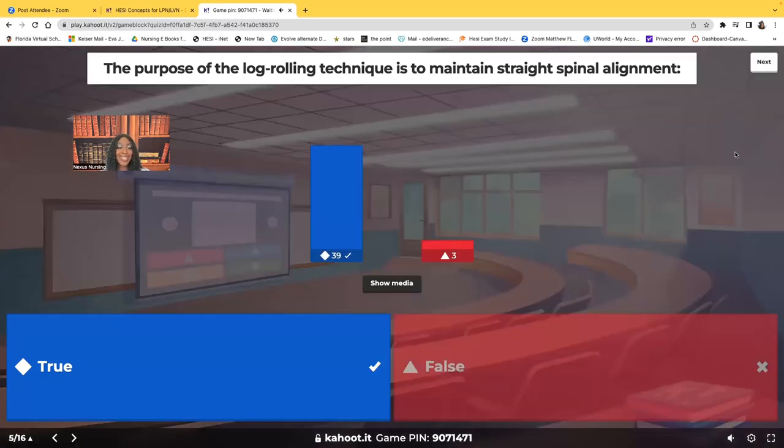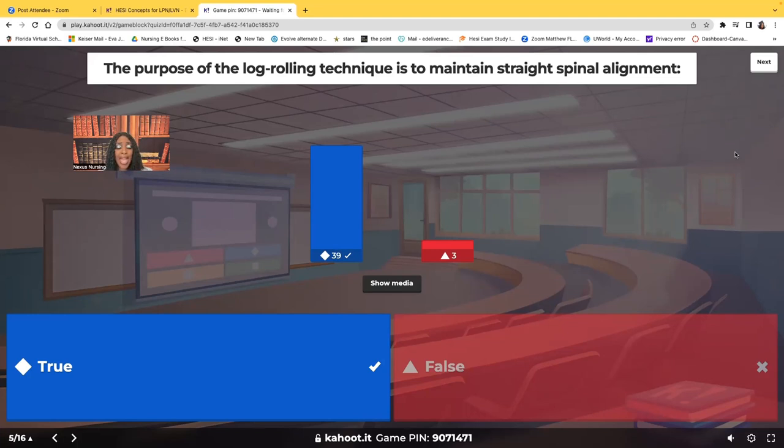It's true. When you're log rolling a patient, the whole point of log rolling them is to maintain a straight spinal alignment. You don't want any twisting motions of the spine. You want it to be straight, neutral, and aligned. And that's why you can't log roll a patient by yourself. It takes what? Two nurses.